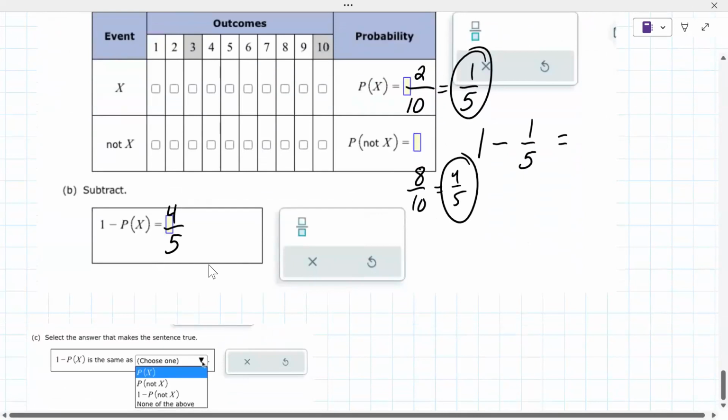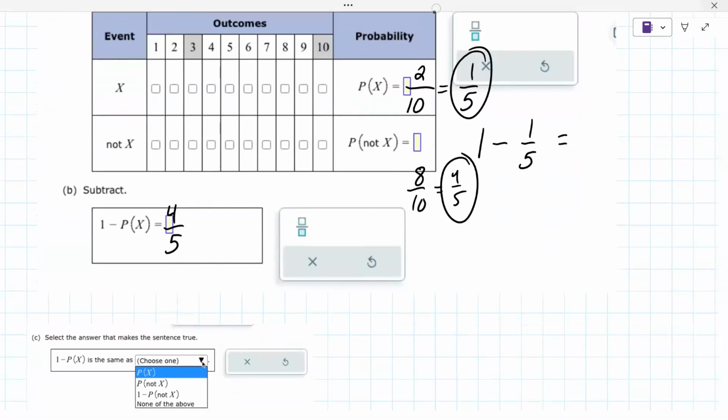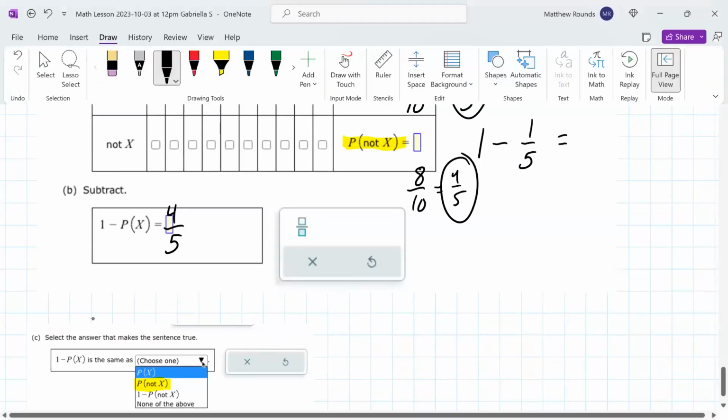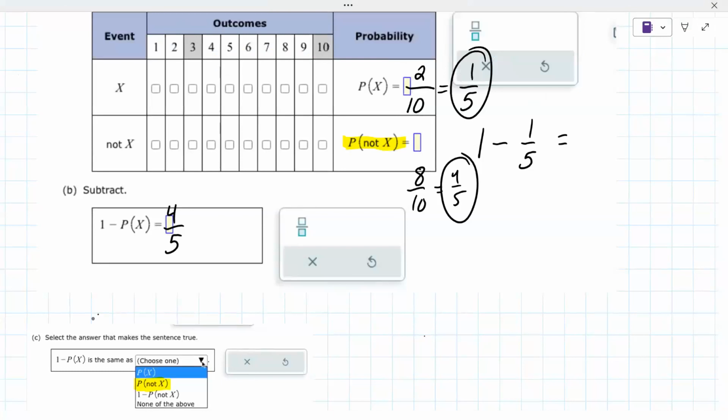And then the correct answer down here is what we just did in that second one, that the not X is right down there. It's that second option in the drop down. So that's the main takeaway here. Probability, 1 minus probability X is the probability of not X.